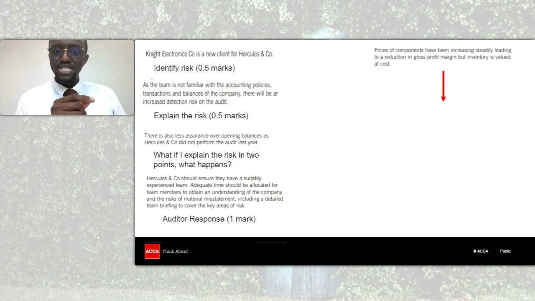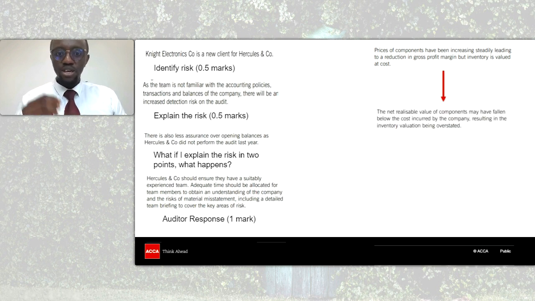So we realize here, the first risk starts on the price of components have been increasing steadily, leading to a reduction in gross profit margin, but inventory is valued at cost. All right, so the net realizable value of components may have fallen below the cost incurred by the company. So what does that result to? In the inventory valuation being overstated. So you see, we're explaining.